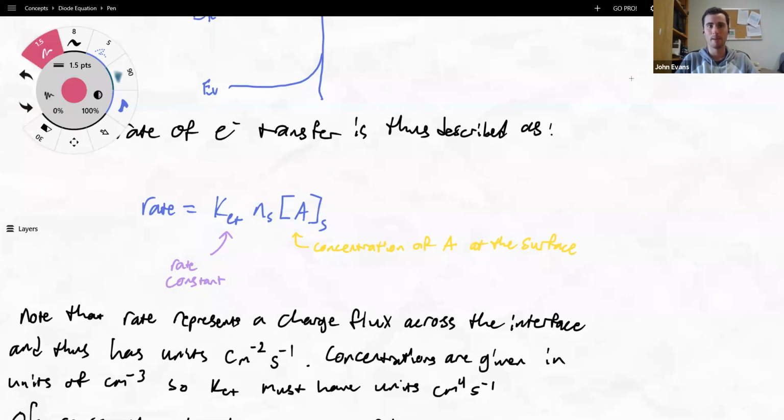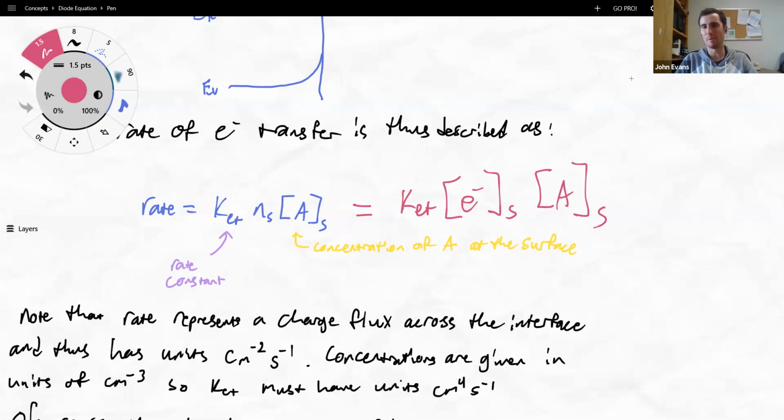the surface. It might be a little weird to include, kind of crossing our symbols here, because this N sub S is equivalent to the concentration of electrons at the surface, but it's going to look a little bit different than what you might expect, where you would see KET and say concentration of electrons at the surface, concentration of A at the surface. This is a little bit more familiar to most chemists, but this N sub S is equivalent to this over here, because we're doing work at the intersection of chemistry and physics, so sometimes our symbols get a little bit messed up.